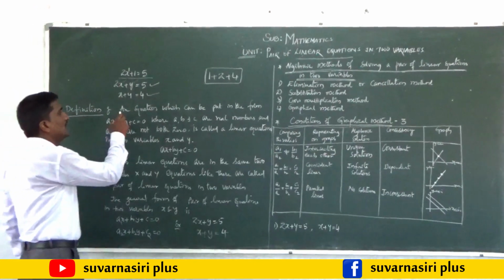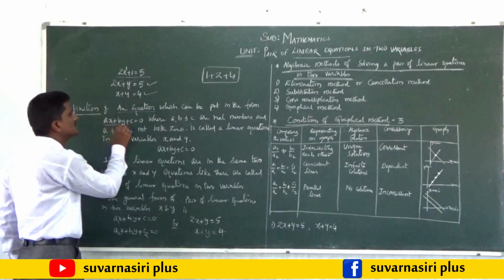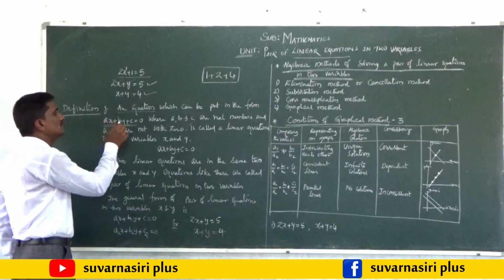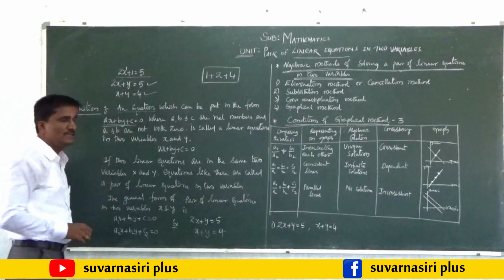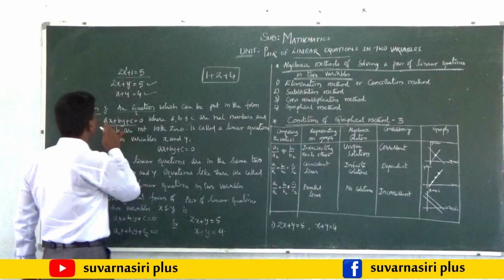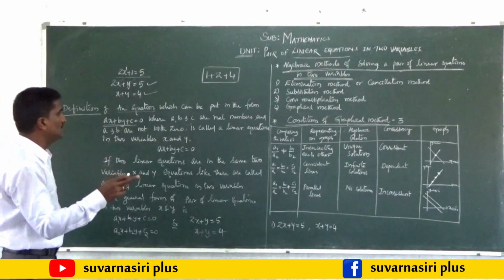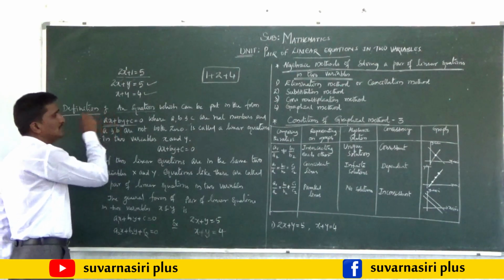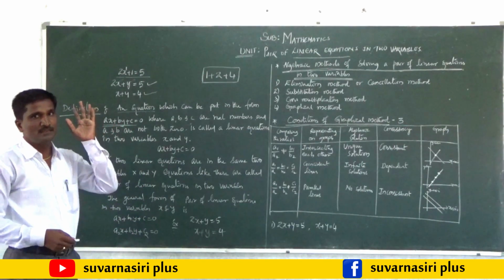An equation which can be put in the form ax plus by plus c is equal to 0. Here in this equation, two variables are there, x and y. Here a, b, c are real numbers, but a and b are not both 0. Why? Because if a is equal to 0, the first term becomes 0, and then again it becomes a linear equation in one variable.